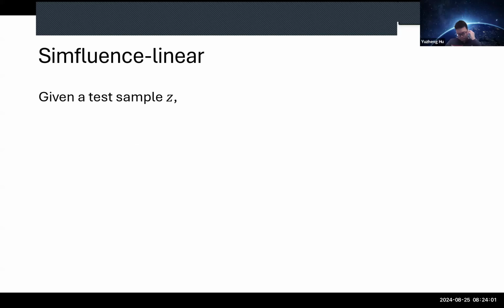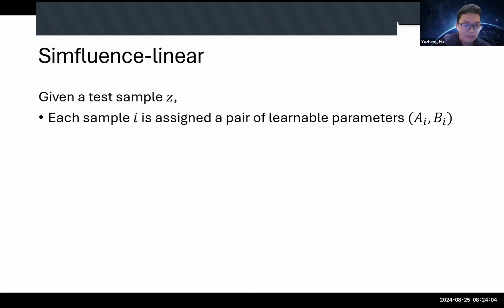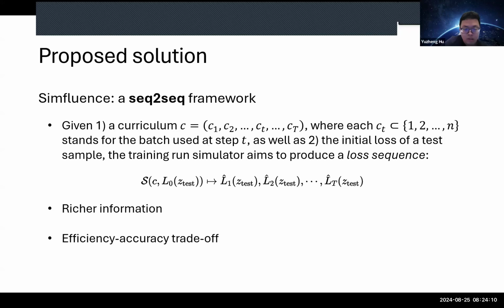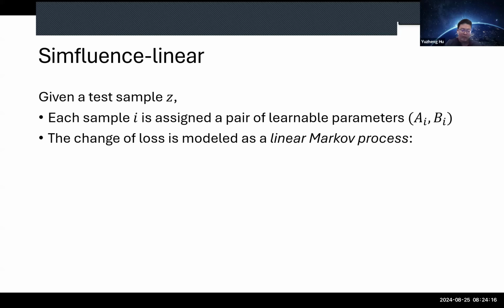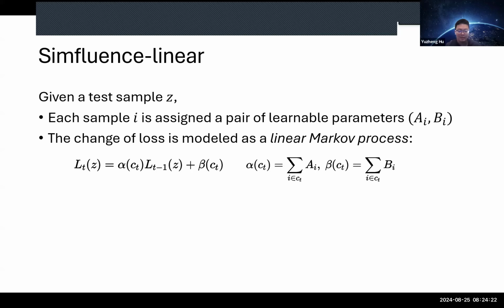So the simulator that the authors consider is as follows. Given a test sample Z, each sample i is assigned a pair of learnable parameters a_i and b_i, and the change of loss is modeled as a linear Markov process. Basically, the loss at step t is only dependent on the loss at step t minus 1, and the relationship between L_t(Z) and L_{t-1}(Z) is also very simple. It's just a linear relationship: alpha_{C_t} times the loss at step t minus 1, plus some beta_{C_t}.